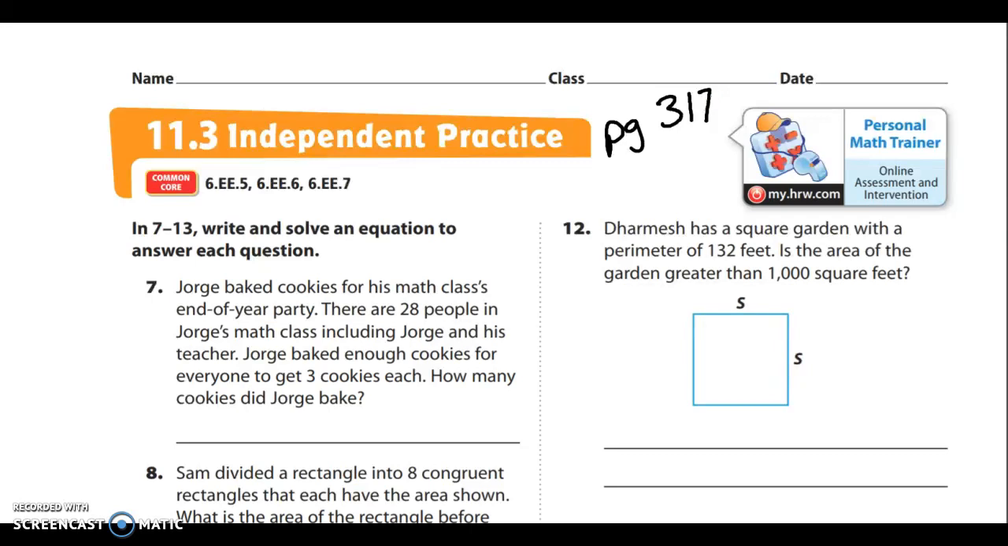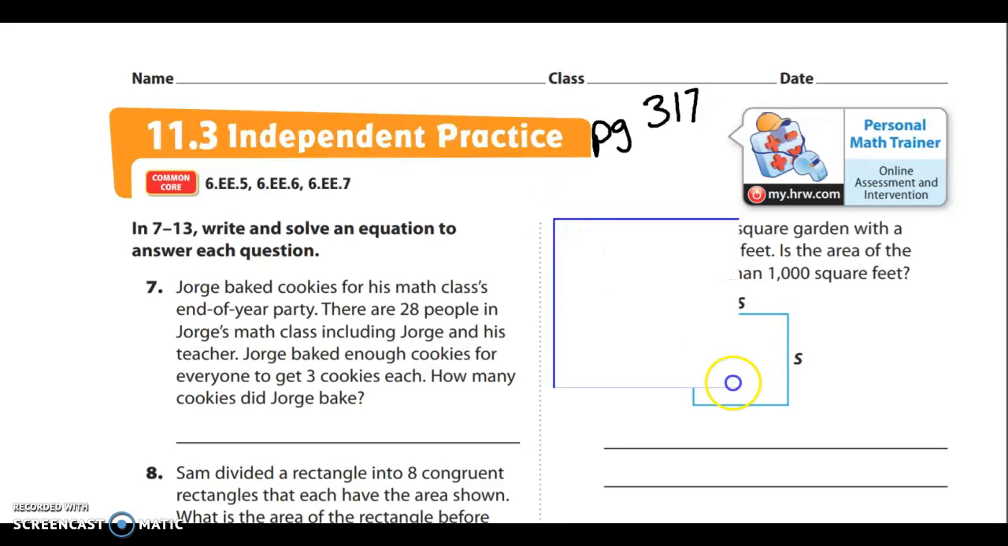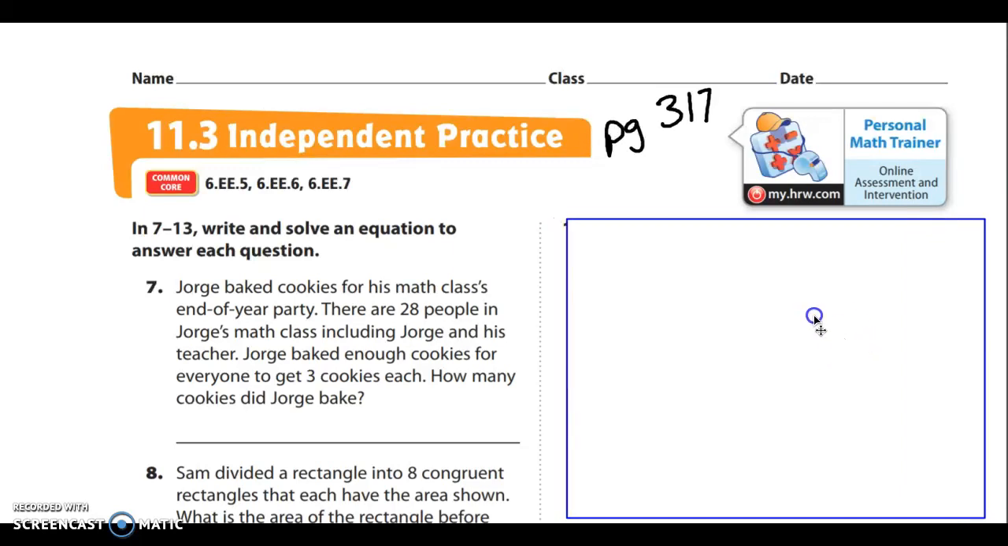I'm going to make a little whiteboard here and I'm going to try the problems on the left side of the page first. Number 7, and the directions read, in 7 through 13, write and solve an equation to answer each question. Number 7 reads, George baked cookies for his math class end of the year party. There are 28 people in George's math class, including George and his teacher. George baked enough cookies for everyone to get 3 cookies each. How many cookies did George bake?